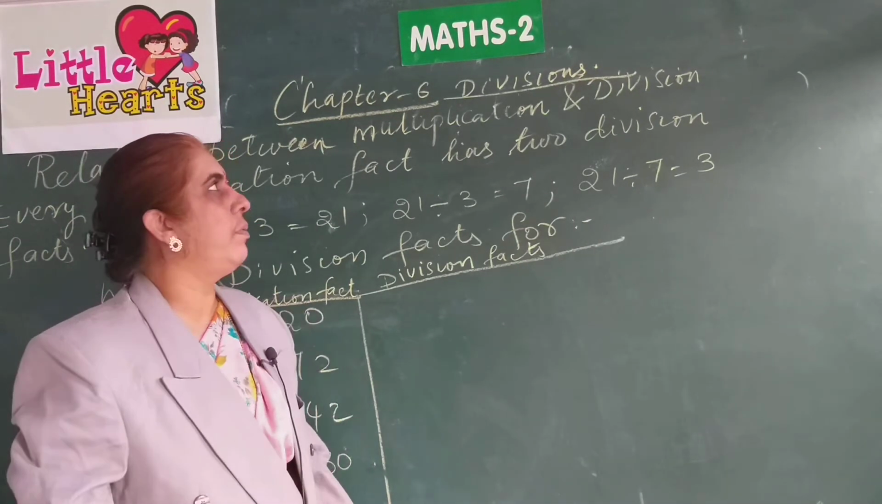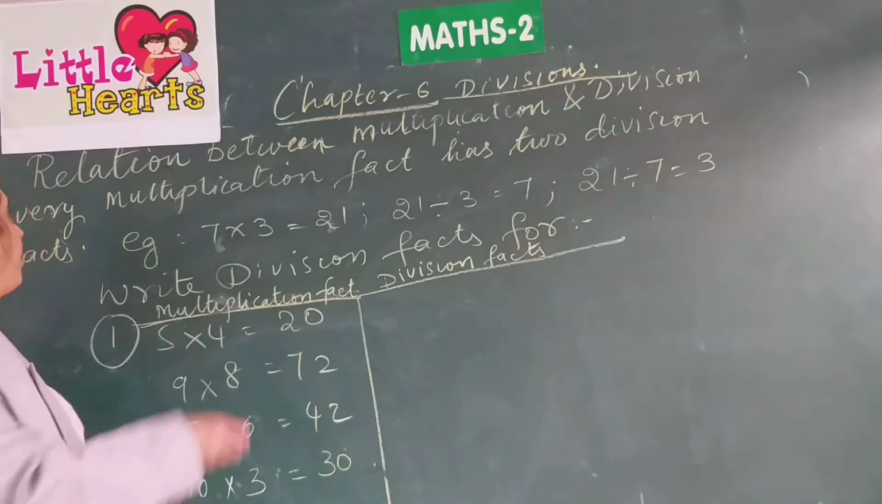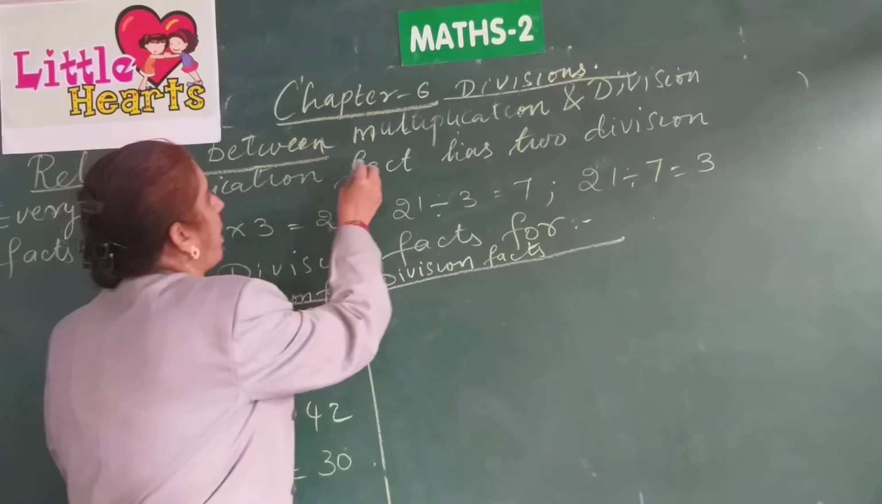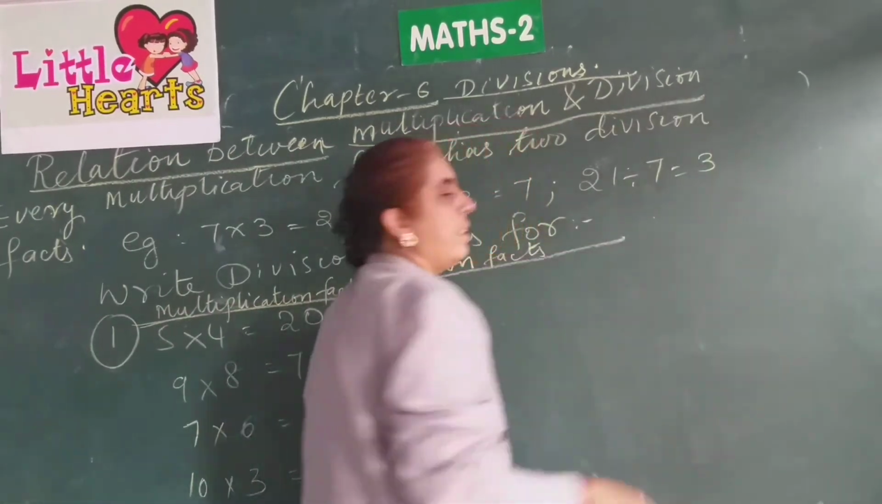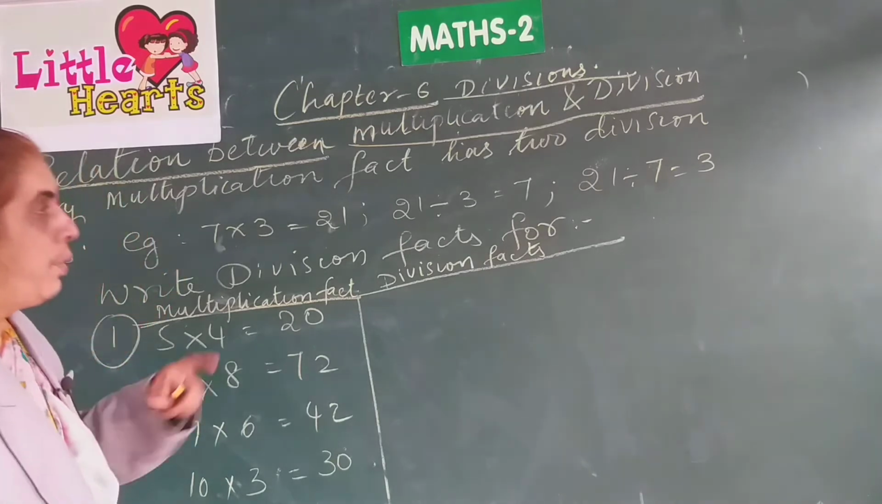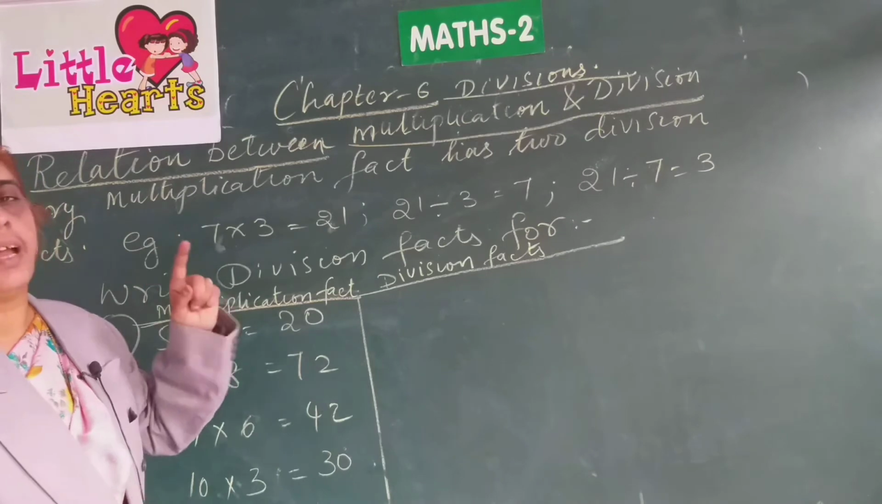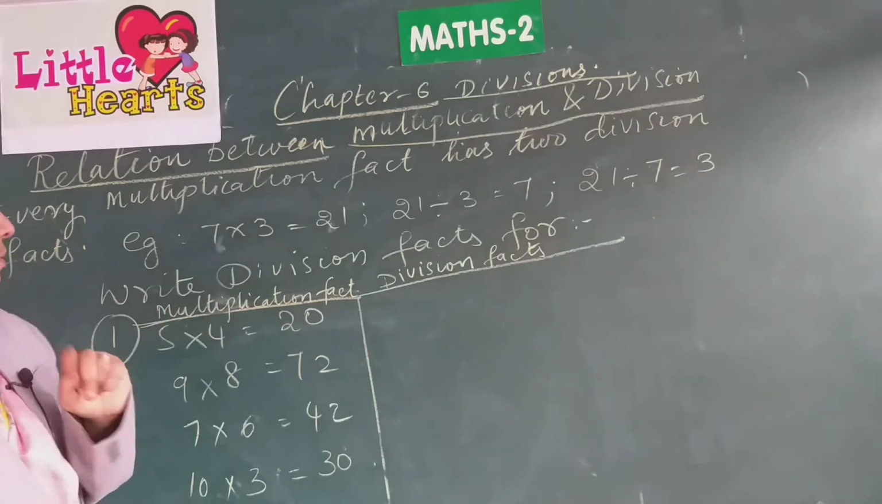Already we have learned some concepts in divisions, and today we are going to learn the relation between multiplication and division. Every multiplication fact has two division facts. For every multiplication fact, we can write two division facts.